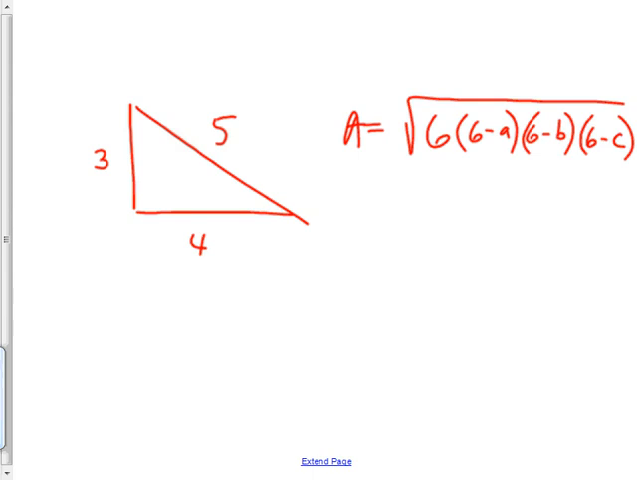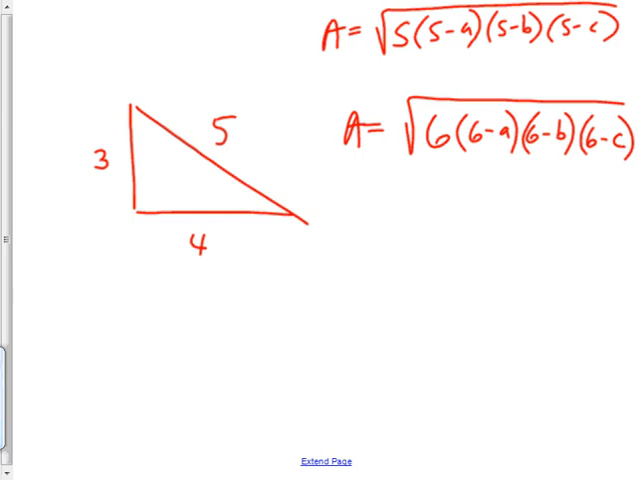If S is the semi-perimeter, area is the square root of S, and then S minus the A side, S minus the B side, and S minus the C side. So let's just do it for this problem. You'll see how quick it is. Since our semi-perimeter is 6, let's do 6 minus 5 in here, which will be what? 6 minus 4 in here, which will be what? And 6 minus 3 in there, which will be what? And there we go. Square root of 6 times 1, which is 6, times 2 is 12, times 3 is 36. Square root of 36 is 6.